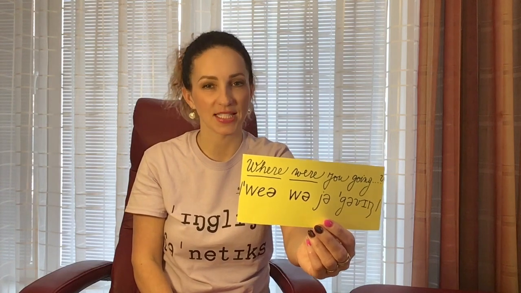So listen and repeat. Where were you going? Again, where were you going? So I hope you will now pronounce these two simple words correctly. Don't forget that the question word where is pronounced with the diphthong air, whereas the past tense of the verb to be is pronounced with the long schwa as were.